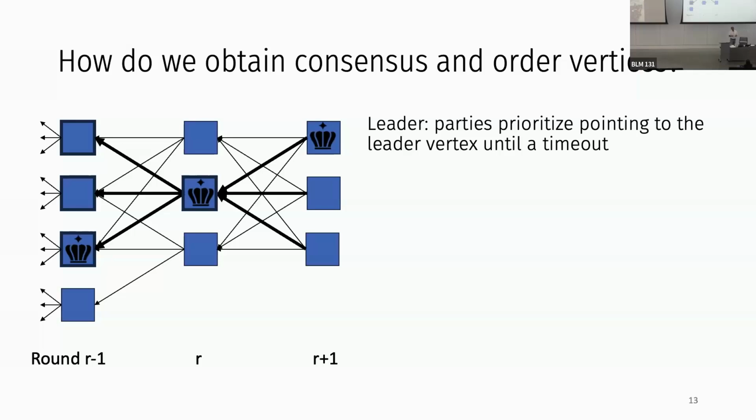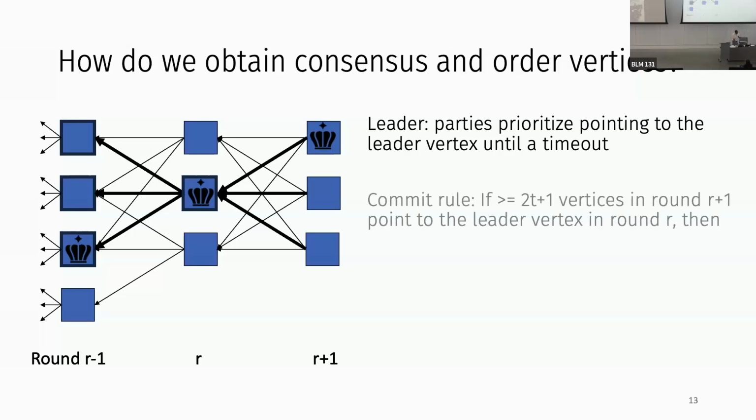If it doesn't arrive by then, maybe they won't, but until then, they will try to prioritize pointing to the leader vertex. Okay, and if it so happens that this leader vertex in round R, let's call it vertex V, receives more than 2t plus 1 votes, or there are more than 2t plus 1 vertices from round R plus 1 pointing to it, then we can commit this leader vertex. And this is when I'm going to order some vertices in the past.